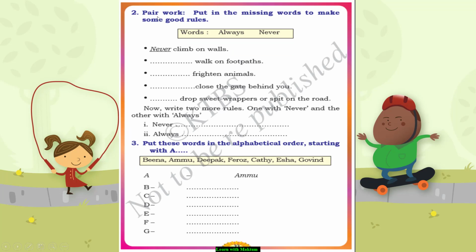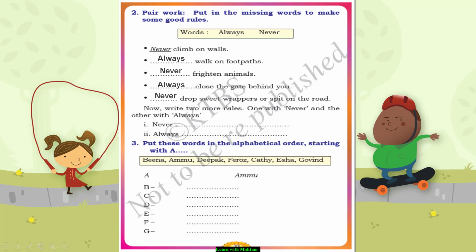Next pair work. It is also to put in the missing words to make some good rules. Here you have to use either never or always. Never climb on walls. Next one. Always walk on footpaths. Never frighten animals. Always close the gate behind you.